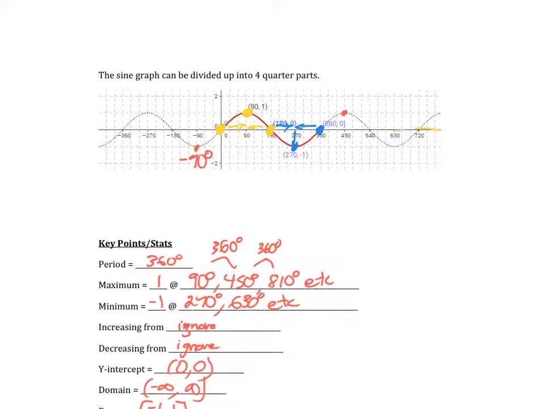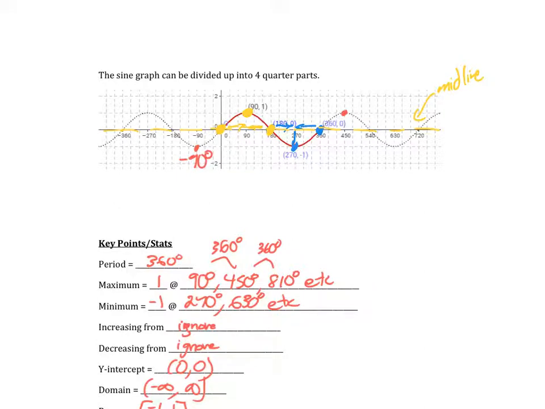I'm going to draw this dotted line that cuts the graph in half. Notice that that dotted line cuts through all the x-intercepts here. We're going to call this the midline. And you can think about the midline as a line that cuts a graph in half. It's in the middle, right? It's perfectly between your maxes and your mins, right?